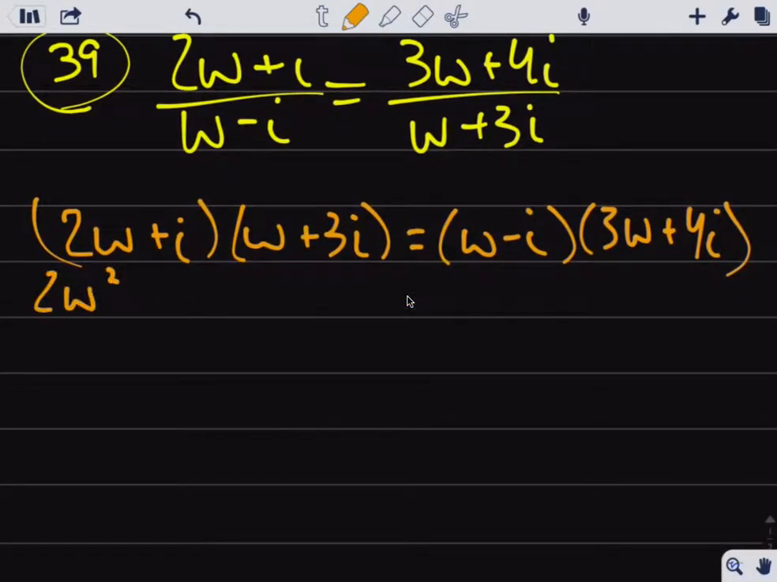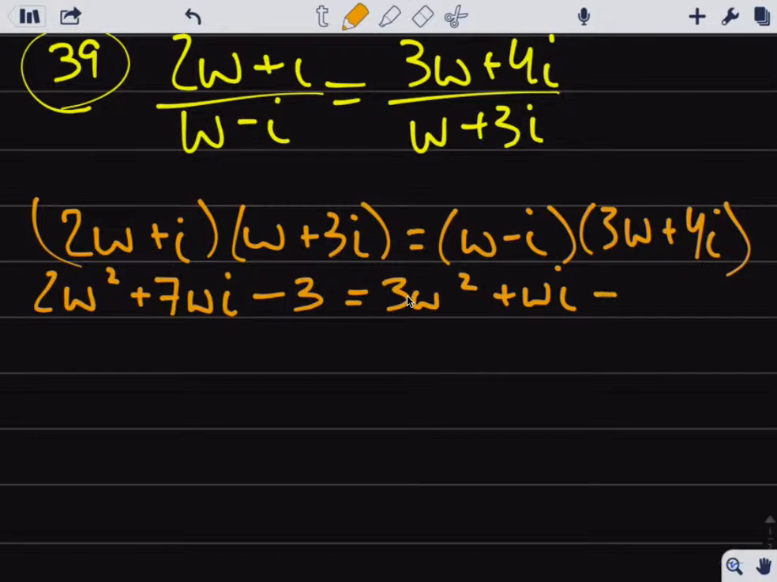Alright, so multiply those out. FOIL: 2w squared, 6wi plus wi gives us 7wi, minus 3. That's 3i squared. Remember, i squared is equal to negative 1, so minus 3. You get 3w squared. You get 4wi on the outside minus 3wi, so you get positive wi. And you get minus 4i squared, or plus 4. Everything to the same side now. Moving it to the right, I get w squared by subtracting 2w squared from 3w squared. I get negative 6wi, and I get 7.